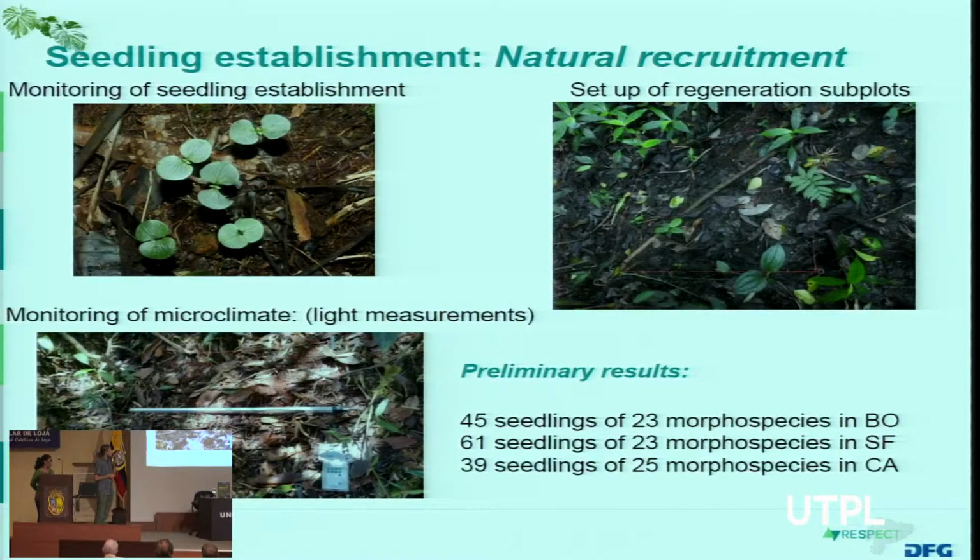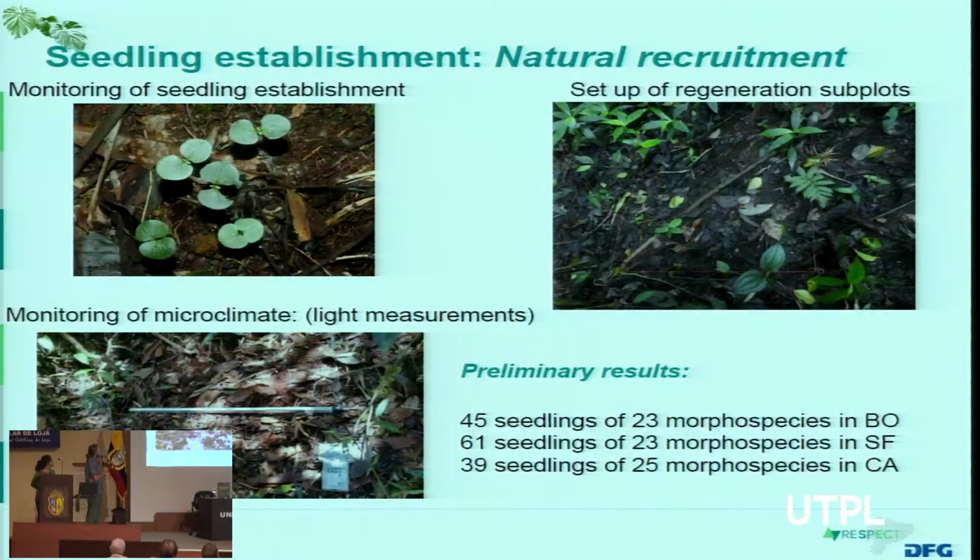So far we have these results: 45 seedlings of 23 morphospecies in Bombuscaro, 61 seedlings of 23 morphospecies in San Francisco, and 39 seedlings of 25 morphospecies in Cajanuma. These are the results from 9 subplots of 1 square meter per plot, which you can see here. So in total there are 27 per elevation.